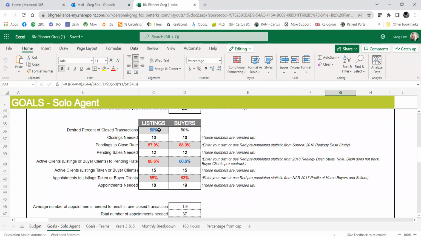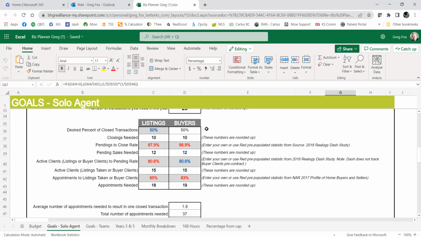So I think personally, I want to do 50% listings, 50% buyers. You may say, I want to do 70% listings and 30% buyers. Do you know why it matters? It matters because if you have buyers, you might spend more time showing houses. If you have listings, you spend time servicing the listing. You have to decide how much time each of those takes. And that's why you suggest what you want to do percentage-wise.